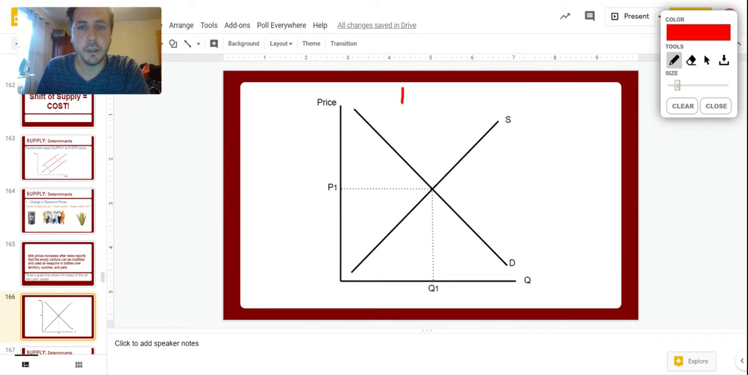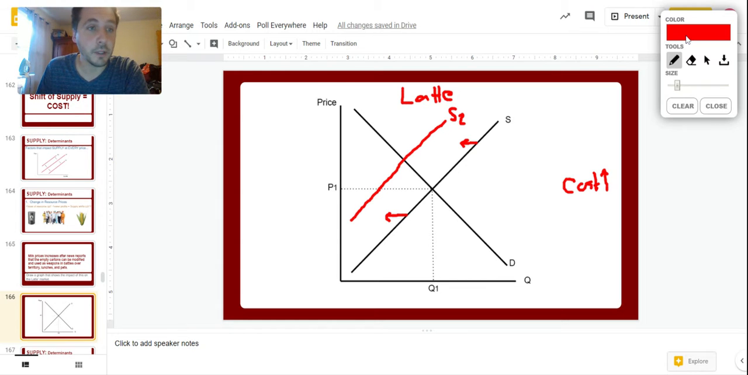Got my little marker here. Latte is the market. And because the price of an input or a resource is going up, cost is rising. Cost up arrow. When cost rises, supply is going to shift to the left. So we draw our two arrows here. We put in a parallel supply curve, like so. I label it S2 because it's our second supply curve, and this is now my active supply curve.